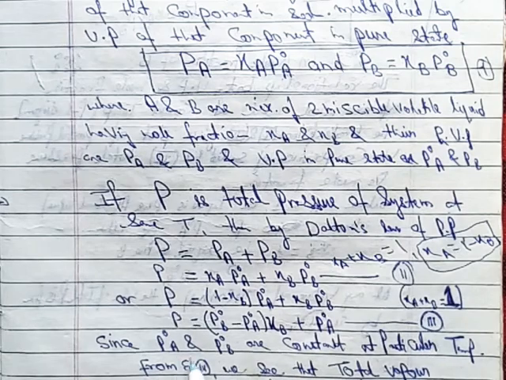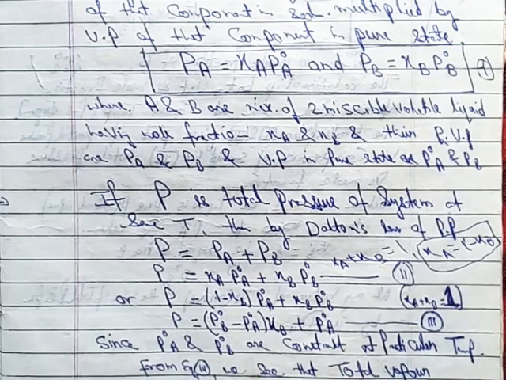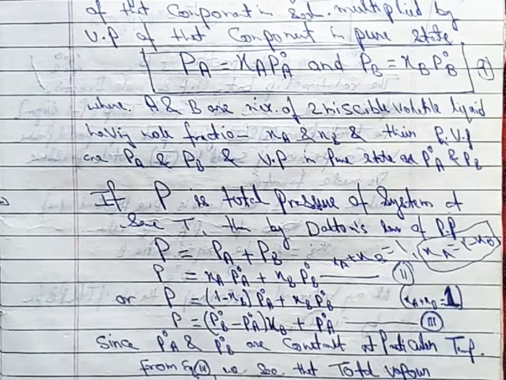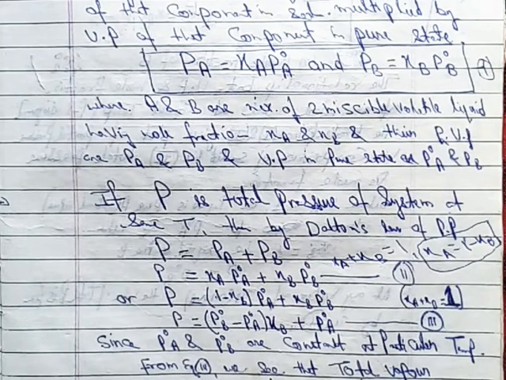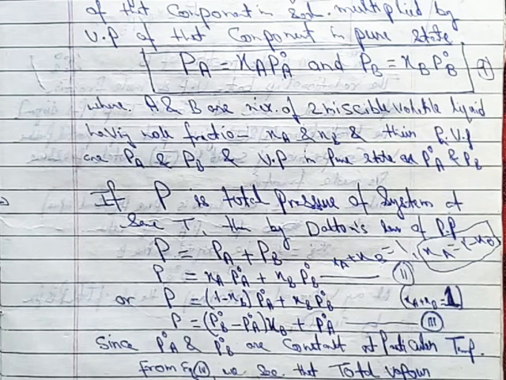Since P naught A and P naught B are constant, the vapor pressures of pure A and pure B are constant at a particular temperature. Then from the third equation we see that the total vapor pressure P is a linear function of mole fraction. So the total vapor pressure of any system depends on what? That is the mole fraction. Why? Because P naught A and P naught B are constant at constant temperature.